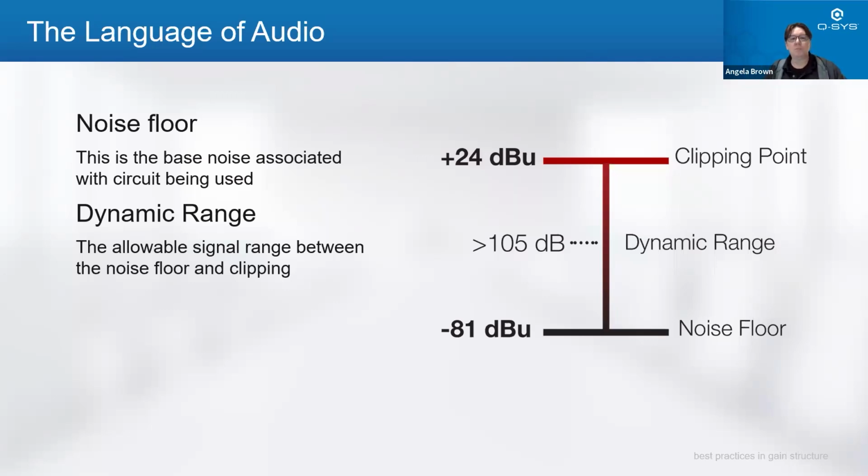In the analog world, we use plus 24 dBu for most pro audio devices as our clipping point. Really important to note, in the digital world, that generally is 0 dBFS, and we're going to talk about the differences between that a little bit later on.